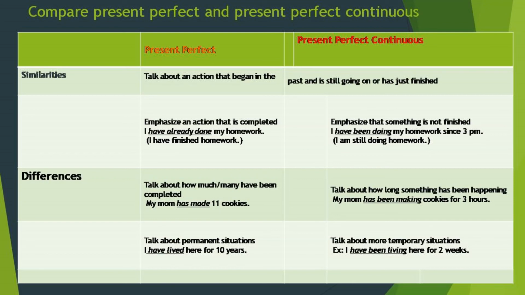Another difference is, since it's finished in case of present perfect tense, we can say how much or how many have been completed. Like my mom has made 11 cookies. But in present perfect continuous tense, since the task is not completed, we cannot say like this. We have to say like, my mom has been making cookies for 3 hours.